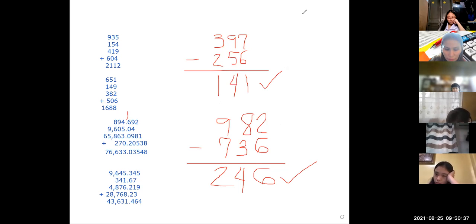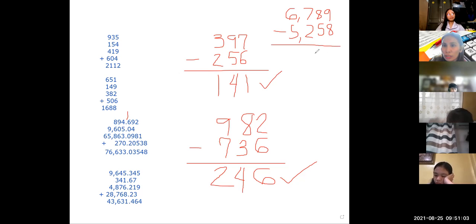Next, let's subtract 6,789 and 5,250 and 8. Again, you are not allowed to use calculator so you can practice more. Practice adding or subtracting mentally.